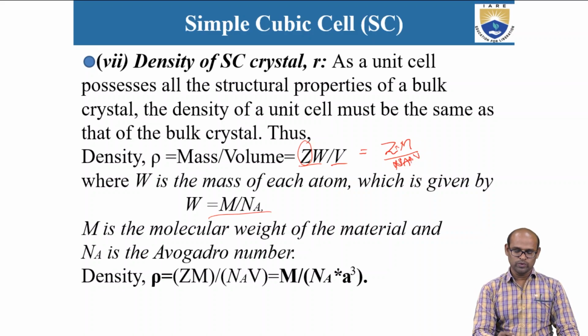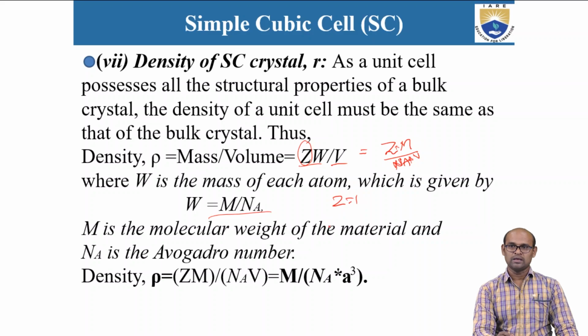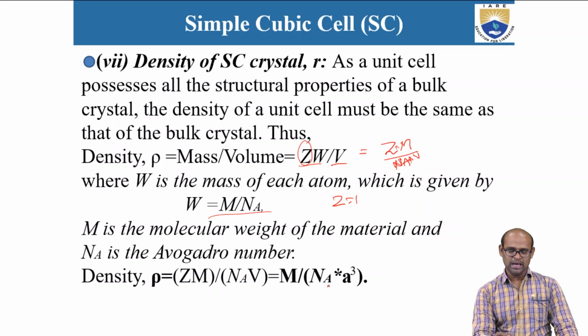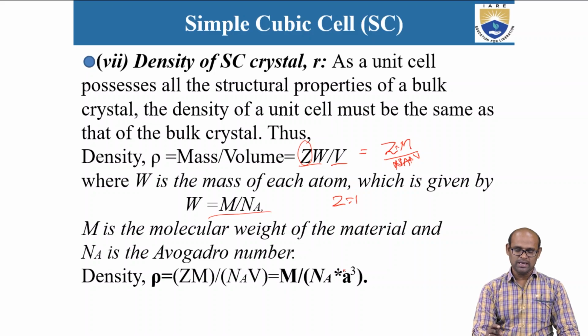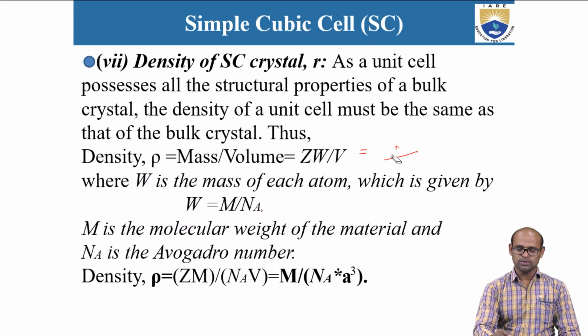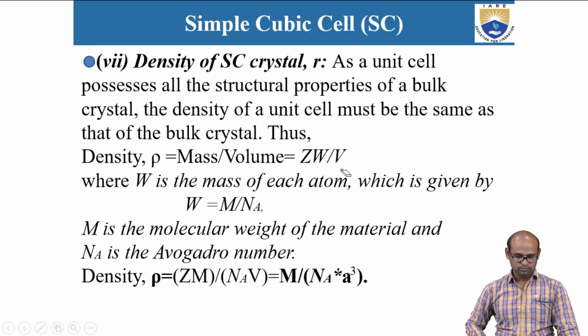We know that for a simple cubic unit cell, Z, the number of atoms per unit cell, is 1. M is the molecular weight, divided by Na into the volume of the simple cubic unit cell, which is a cube. So M by Na into a cube is the density of a simple cubic unit cell.